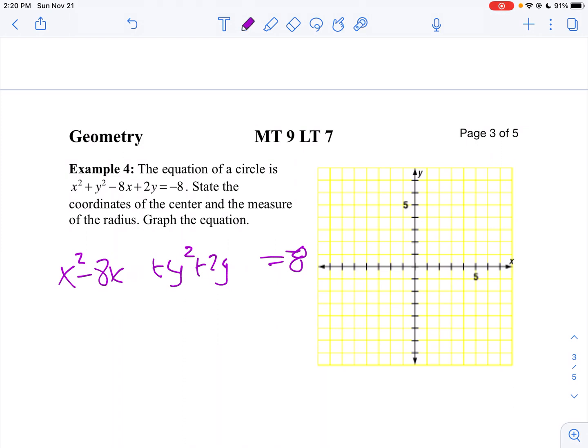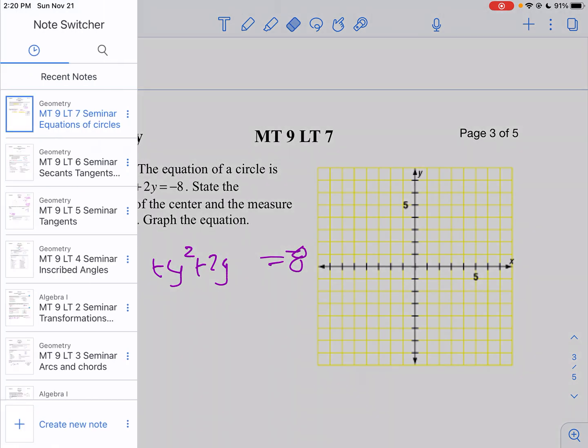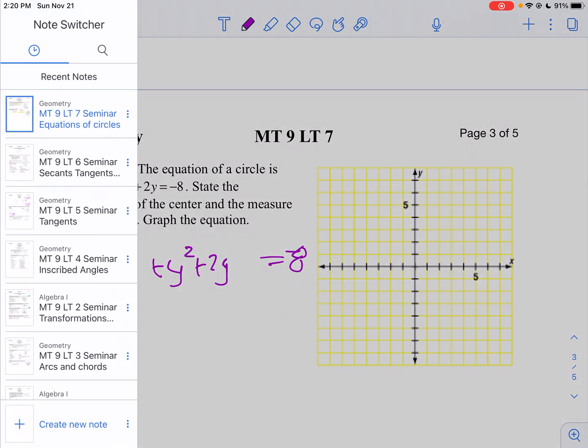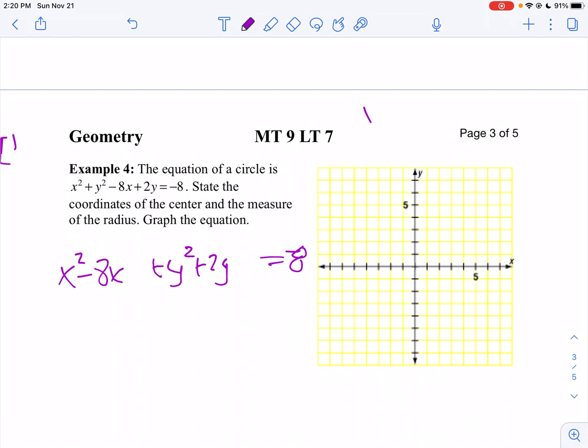Remember, what I'm going to do is I'm going to go to the side here. I'm going to take half of my middle term, then I'm going to square it. So if I take half, I'm going to write it over here. I'm going to take 1/2 of -8, and I'm going to square that. Well, half of -8 is -4. I square that, I get 16. So I'm going to add 16.